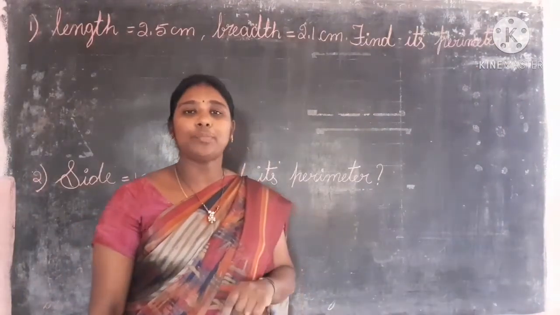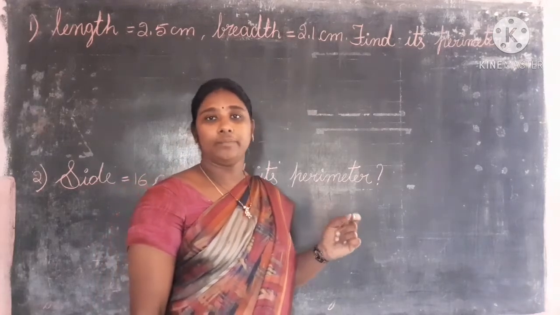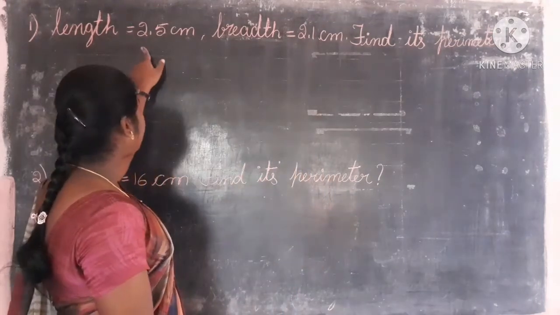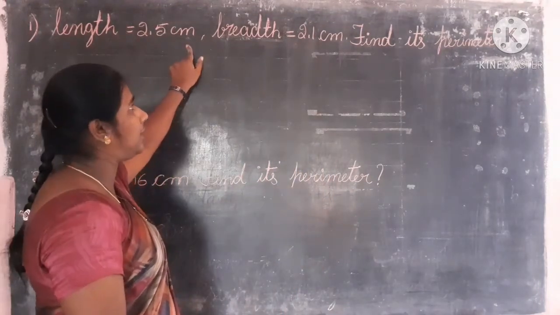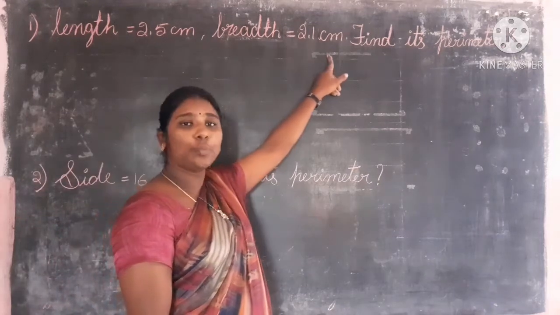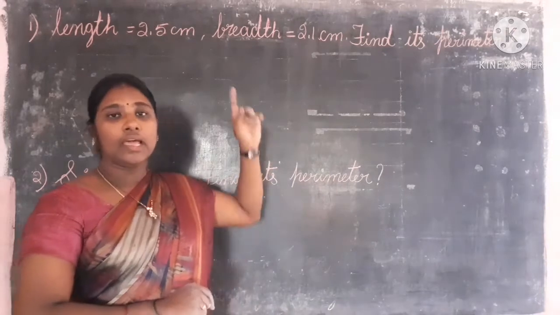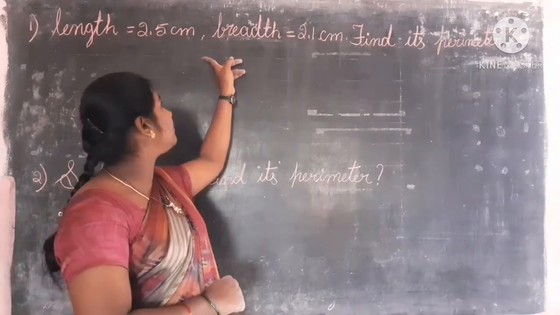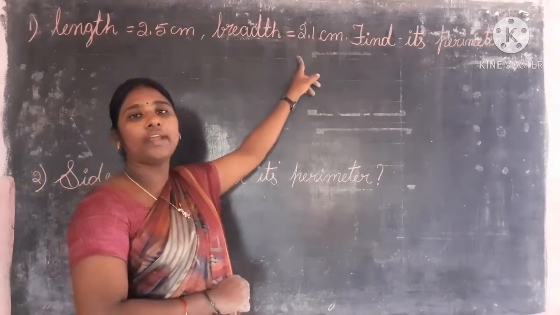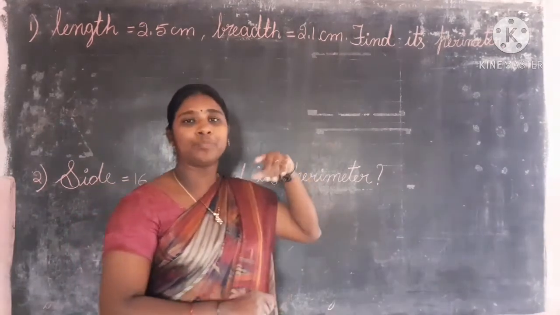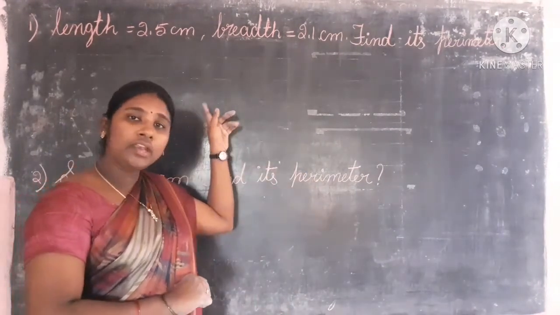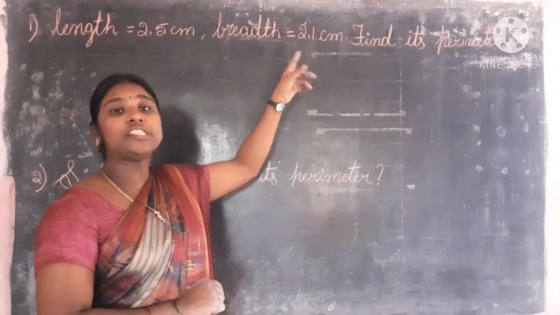Now shall we do some problems on perimeter? First question. Length is equal to 2.5 centimeter. Breadth is equal to 2.1 centimeter. Find its perimeter. Length given, breadth given, we have to find its perimeter.